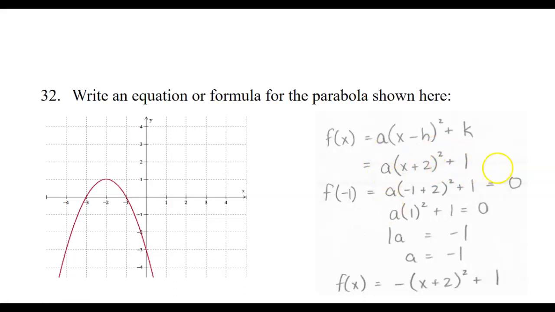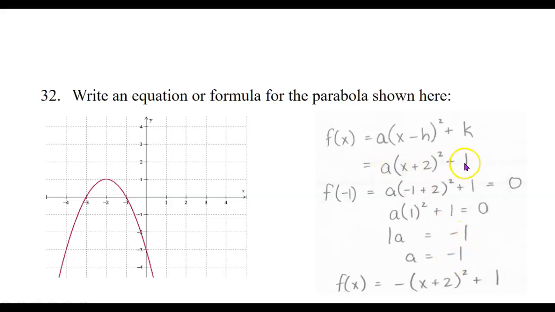To find out what number has to go in place of a, we can pick another point on the graph, and I decided to pick the point (negative 1, 0). You can pick any point as long as you can tell what the coordinates are. So for (negative 1, 0) to be on the graph, f of negative 1, when you plug negative 1 in for x, should come out to equal 0. So if I plug negative 1 in for x, negative 1 plus 2 is 1, 1 squared is 1, 1 times a is a. So a plus 1 equals 0, which means a equals negative 1.